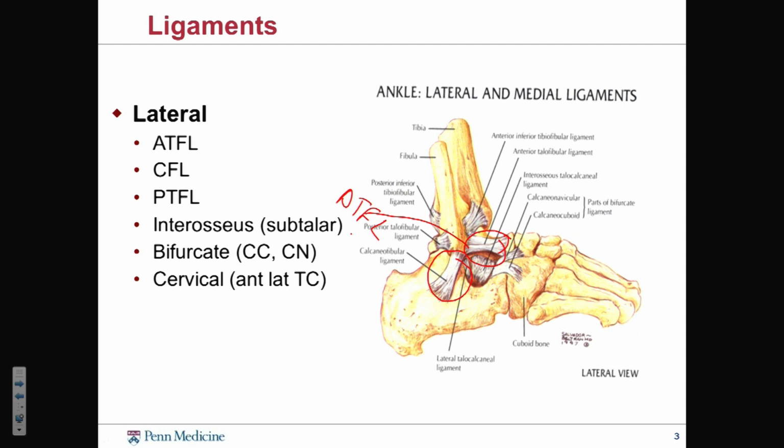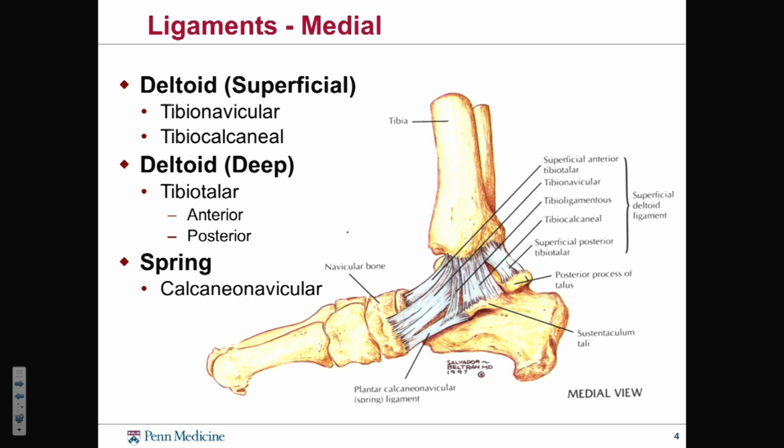There's also the interosseous, bifurcate ligaments, and cervical ligaments, which mostly correspond to what's called the subtalar region, which is actually the joint below the ankle joint. We don't have to pay too much attention to those in clinical practice, but they're important to know in terms of the overall anatomy of the ankle. On the medial side, you have the deltoid ligament, which is in four parts, part superficial and part deep. This is a very strong ligament, and it's very rarely injured, but sometimes you can have issues here, but we're not going to focus too much on that. Finally, there's a spring ligament. That's this ligament down here that really provides support for the arch of the foot more so than it does in your average ankle injury.